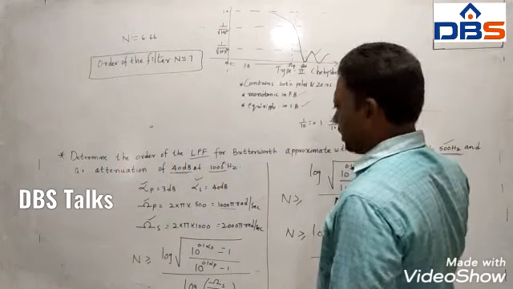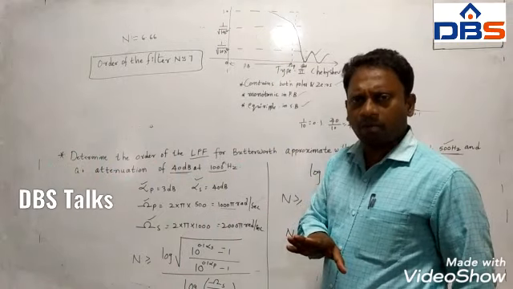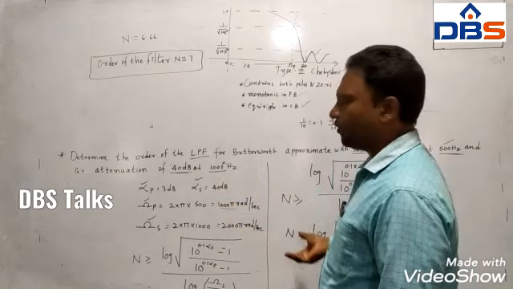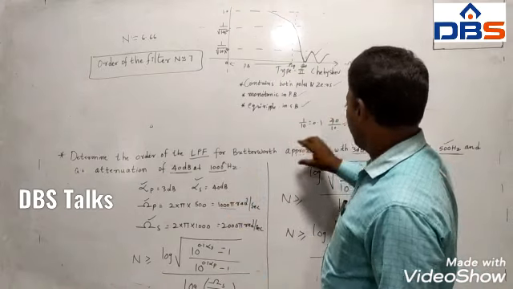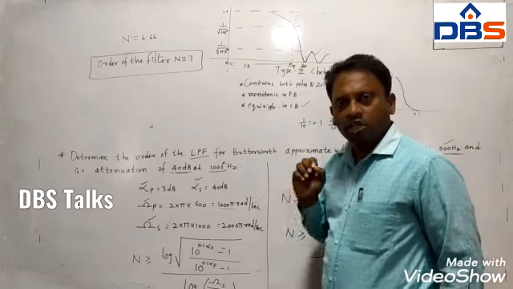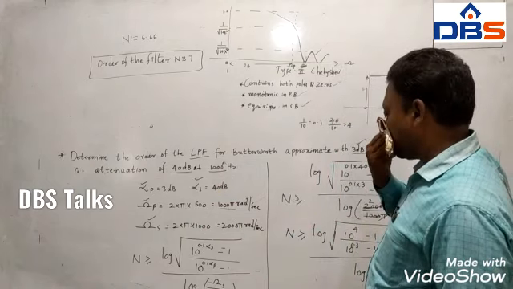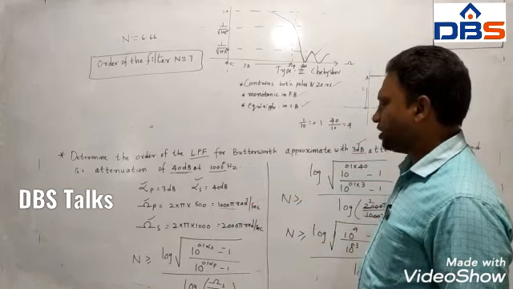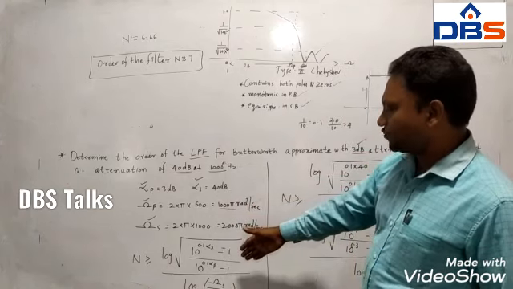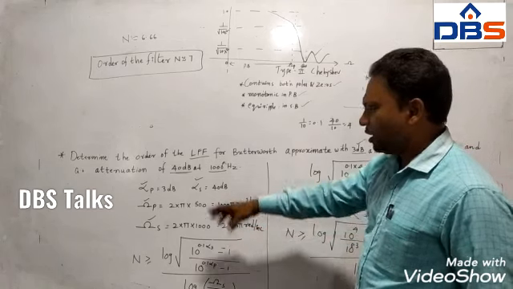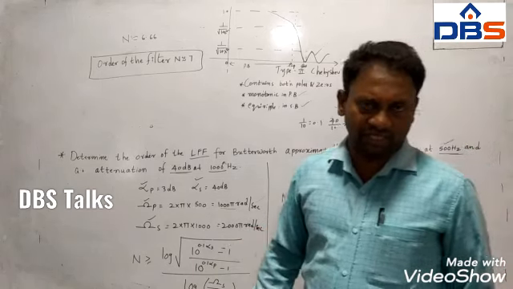This type of problem is important; you will get it in examinations for 2 marks, sometimes even for 5 marks also. You will be given the pass band attenuation, the stop band attenuation, the pass band edge frequency and the stop band edge frequency, and from this formula you can calculate the order of the analog filter design.